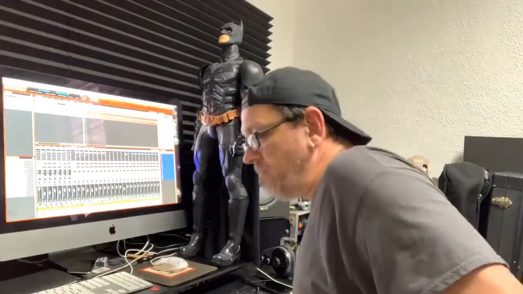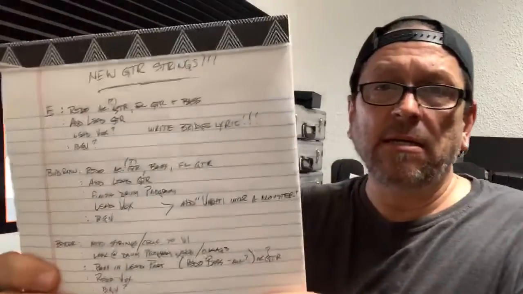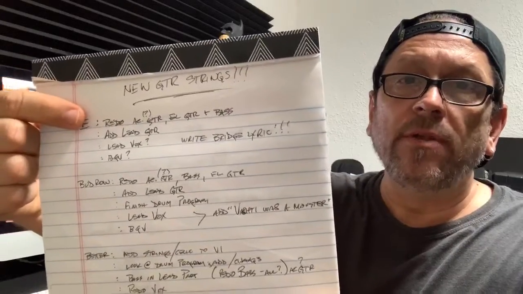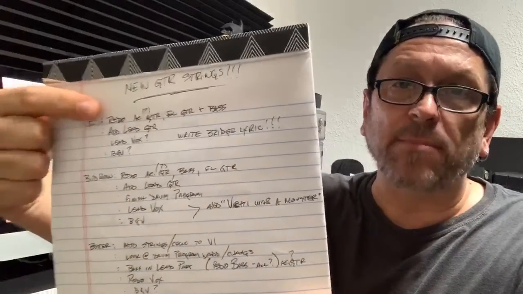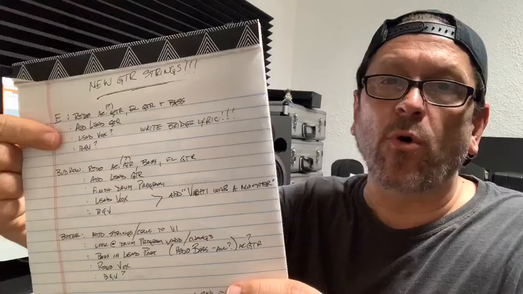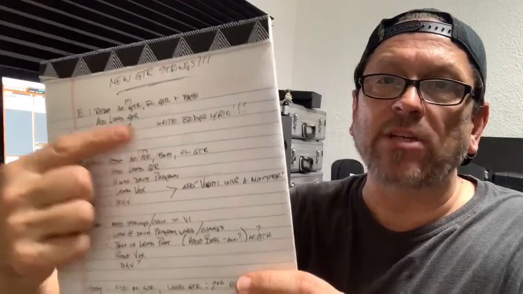So my notes basically tell you, okay, I'm going to redo the acoustic guitar, possibly. I'm going to redo the electric guitar. I'm going to redo the bass. Probably add lead guitar. Maybe redo my vocal. I'm definitely going to write the bridge lyrics. And do I need BGVs in there?